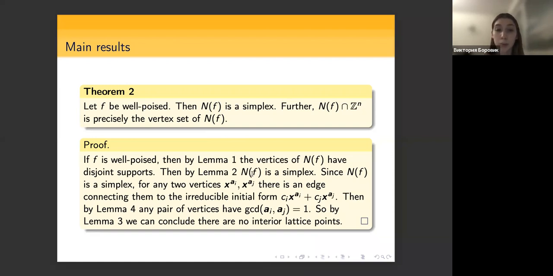And since the Newton polytope is a simplex, for any two vertices there is some edge connecting them to the reducible initial form. And then we can apply Lemma 4 and obtain that any pair of vertices have greatest common divisor equal to 1. So after all, we apply Lemma 3 and conclude there are no interior lattice points in our Newton polytope.